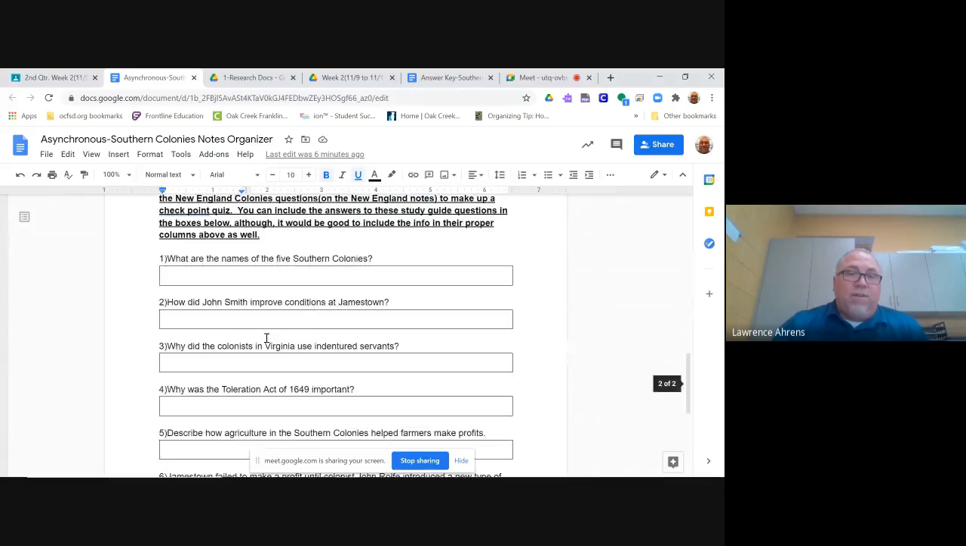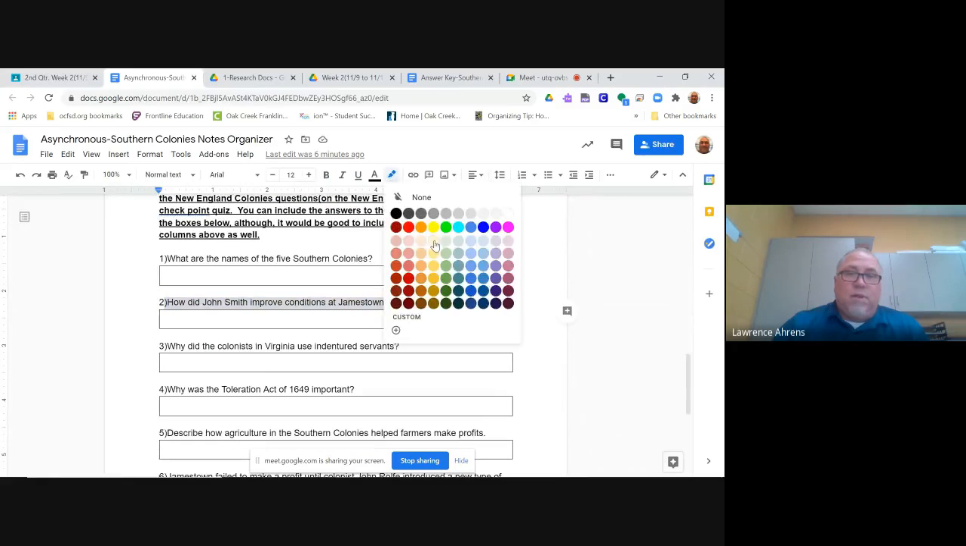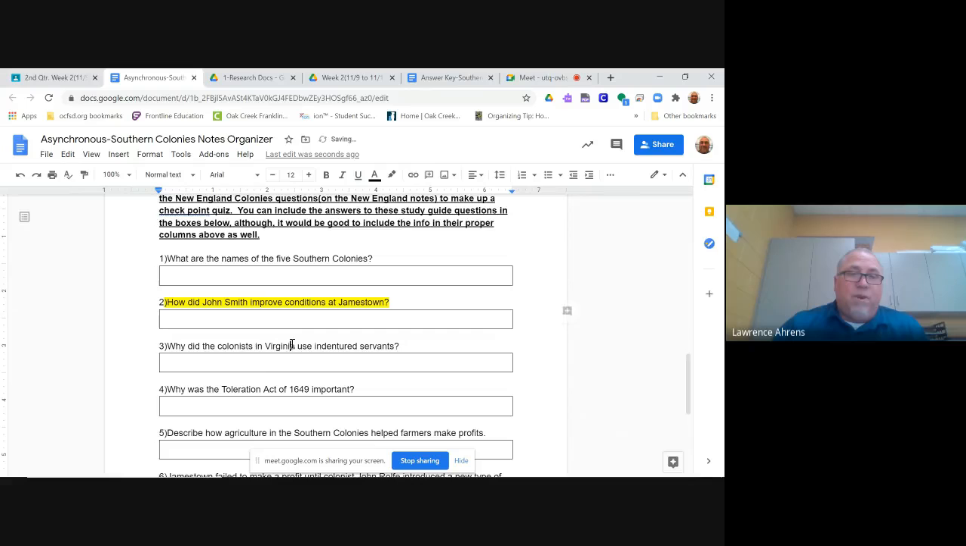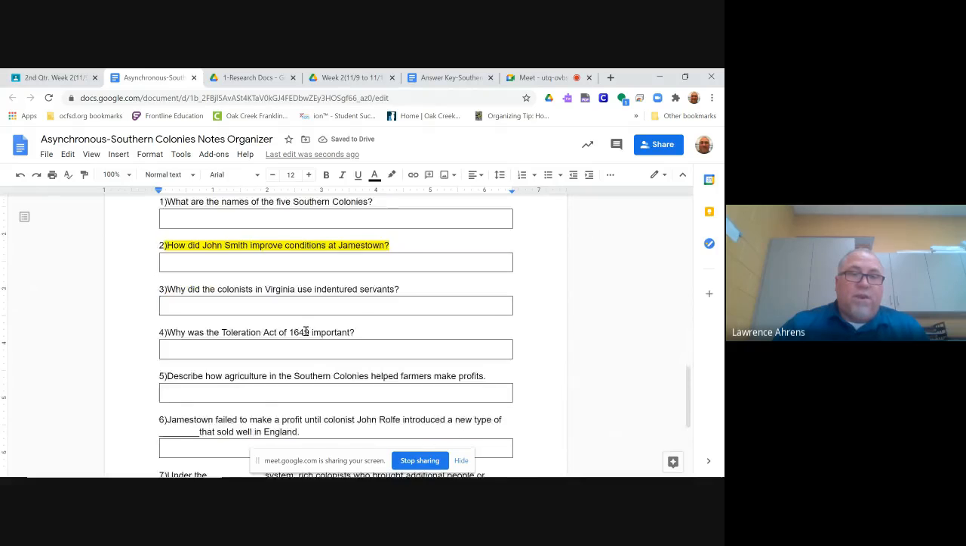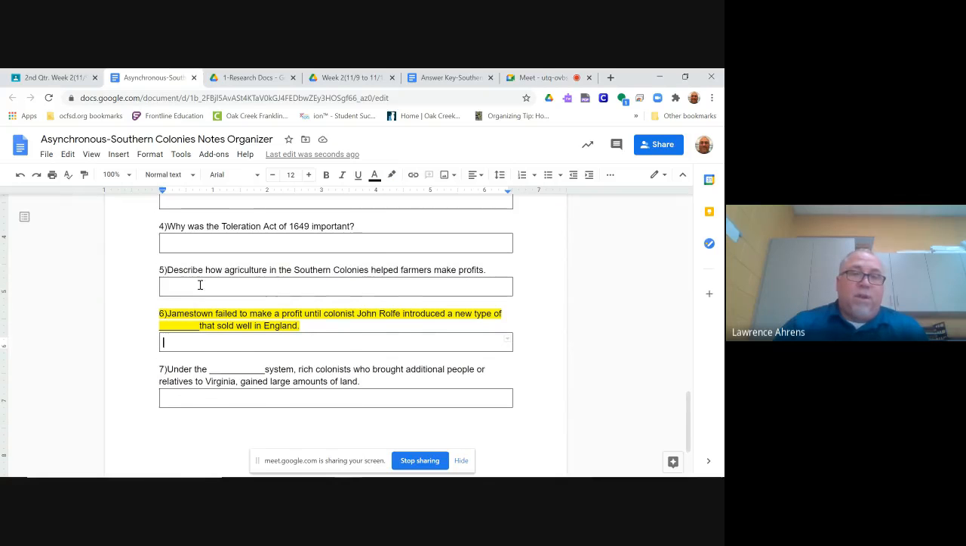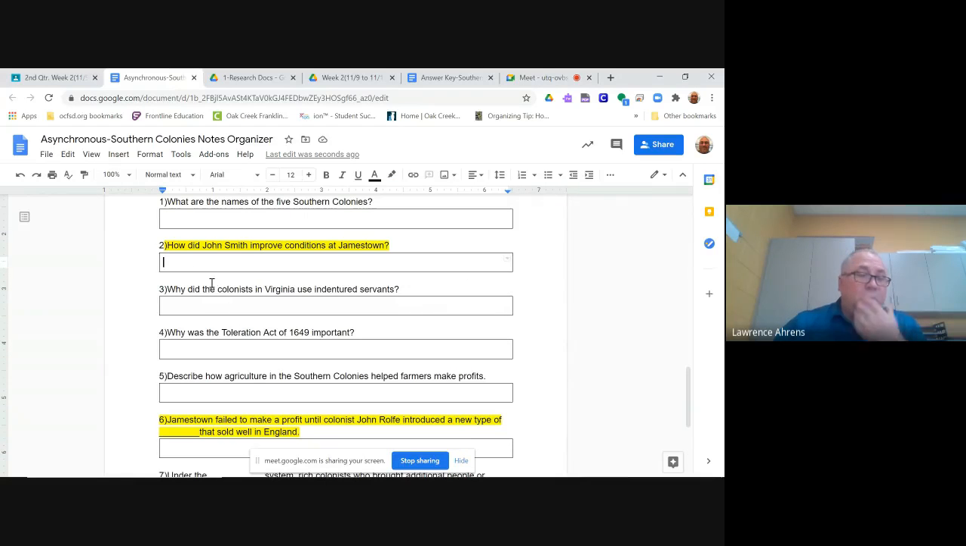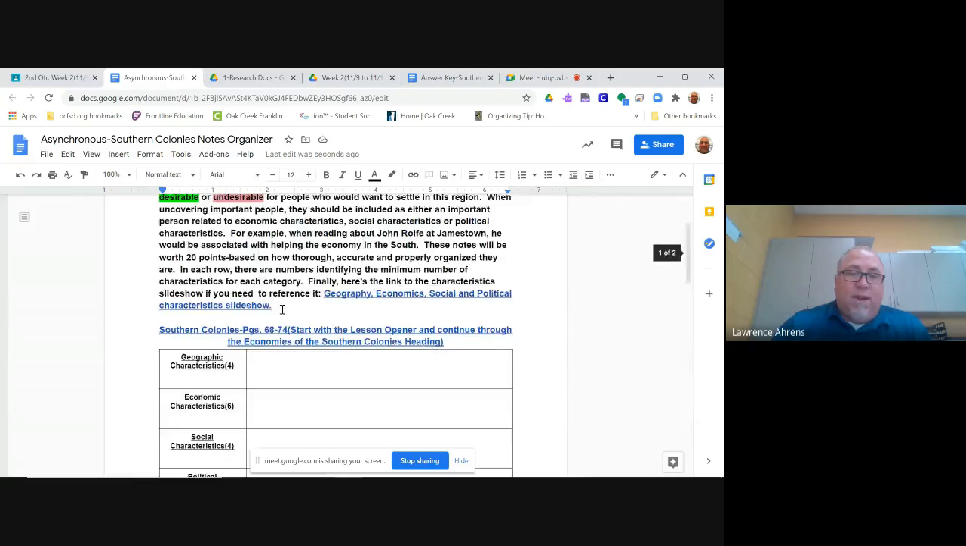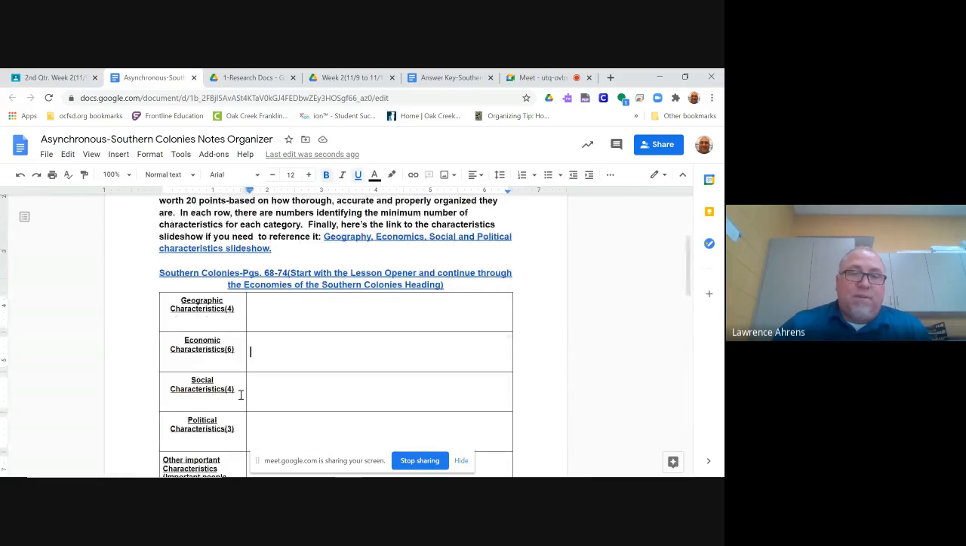And we're actually going to also find that the stuff about Jamestown is going to come out here in question 2. How did John Smith improve conditions at Jamestown? And we're also going to find that there's another question specifically related to Jamestown down here. Jamestown failed to make a profit until John Rolfe introduced a new type of blank that sold. So we're going to be looking to answer these 2 questions as well, which both can end up becoming information that fits into these notes as well.